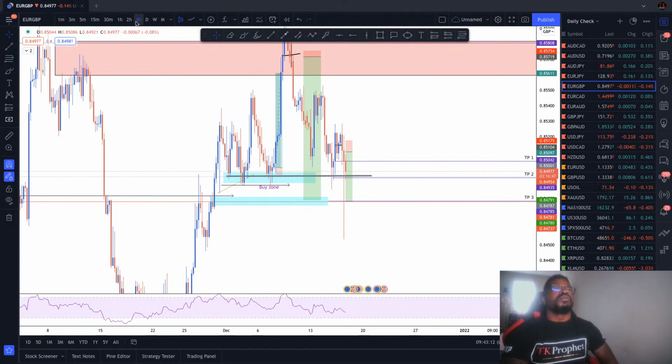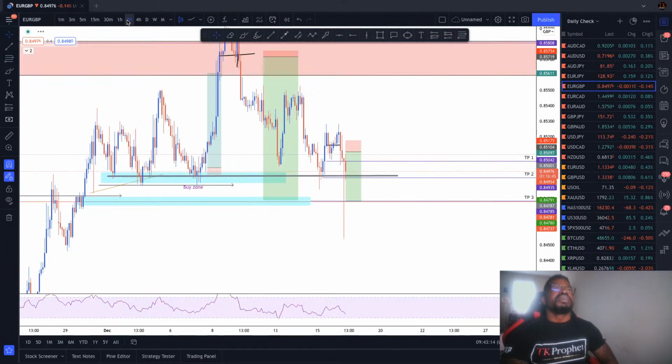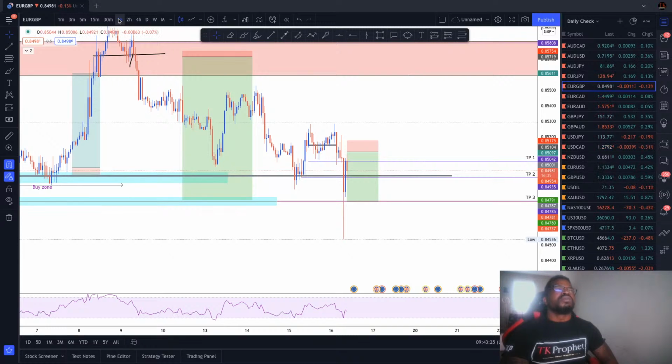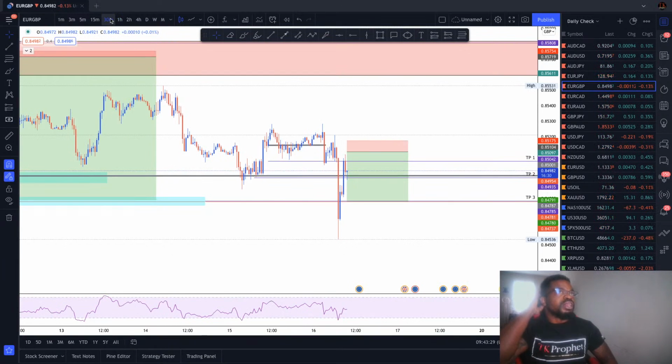Like I said, the TP1 was hit. We had a pullback. Price pulled above our stop loss area, then hit our TP2 and 3. So right now, all of the momentum looks to be headed to the downside still, especially after retesting the zone and rejecting.